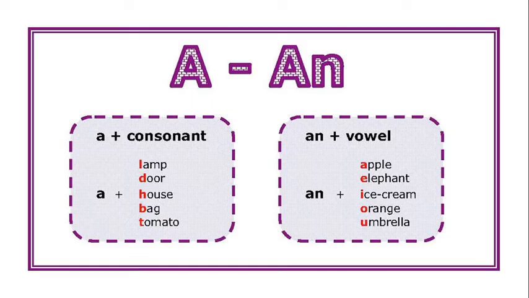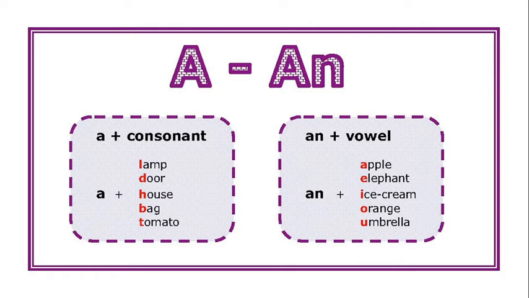So where to use indefinite articles a and an? We have to use the indefinite article a before a consonant sound. So the words which begin with a consonant sound, before those we have to use the article a. Here: a lamp, a door, a house, a bag, a tomato. Lamp, door, house, bag, tomato, all these words begin with a consonant sound. So we have to use the article a.